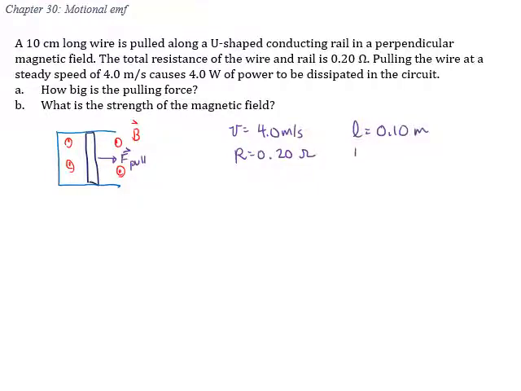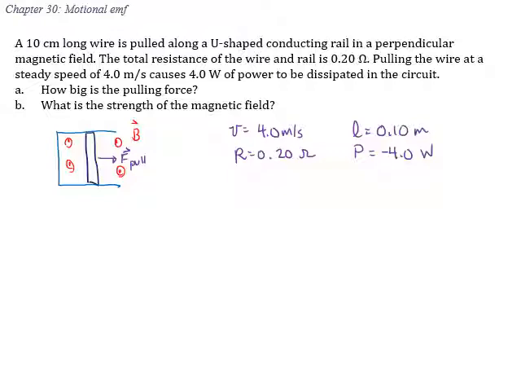And it says we cause 4 watts of power to be dissipated. Power is minus 4 watts. We include the negative because the energy is dissipated in the circuit. We're asked how big is the pulling force? So let's talk about what's going on here.